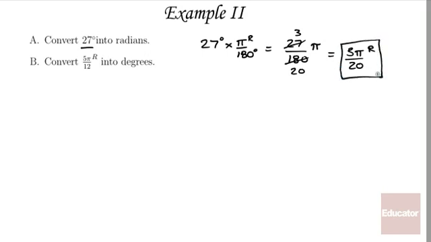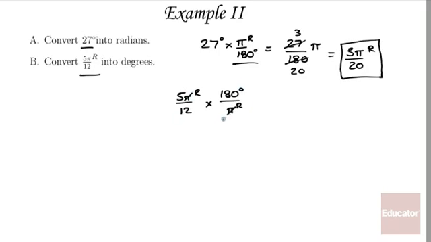So converting back and forth between degrees and radians is just a matter of remembering this conversion factor. Pi over 180 gets you from degrees into radians. And for the second part of this example, we're given a radian angle measurement, 5 pi over 12, and we want to convert that into degrees. 5 pi over 12 radians. So we just multiply by the opposite conversion factor, 180 over pi.